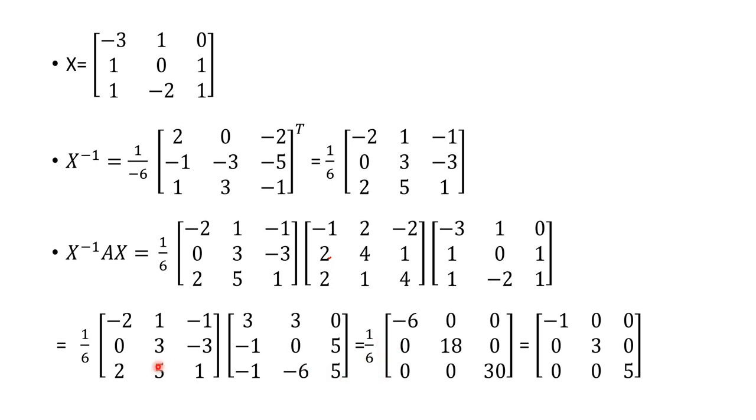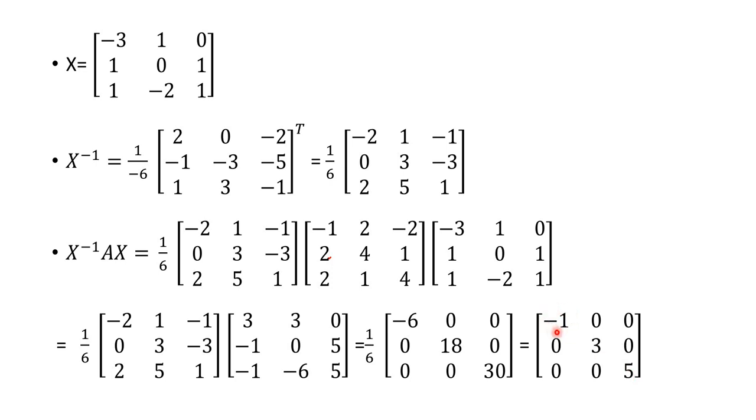That is 1 by 6 into, then you again take the product of this matrix. We have minus 6, 0, 0, 0, 18, 0, 0, 0, 30. We divide by 6 and get minus 1, 0, 0, 0, 3, 0, 0, 0, 5, which is a diagonal matrix whose diagonal entries are the eigenvalues. Our eigenvalues of the matrix are minus 1, 3, 5.